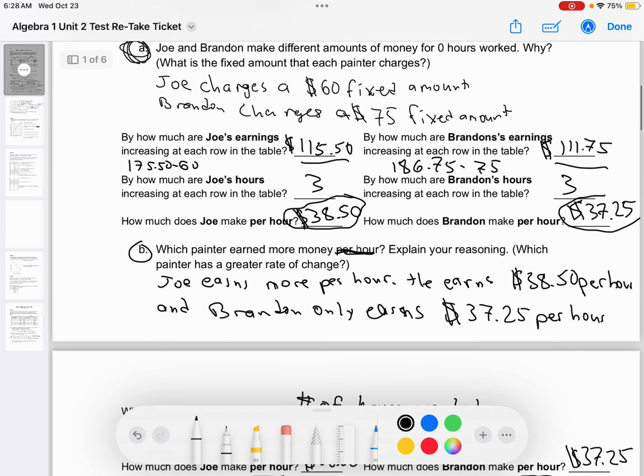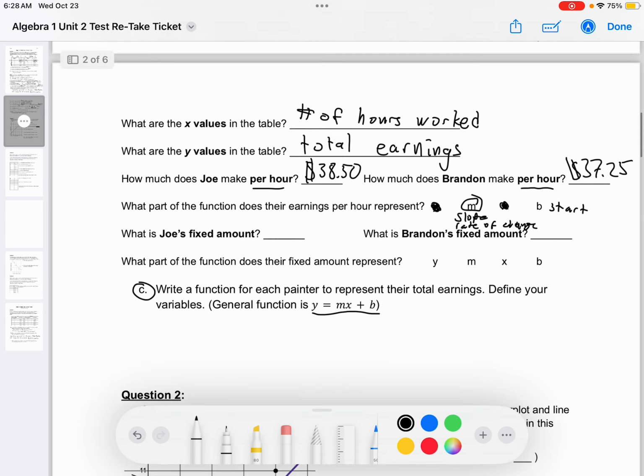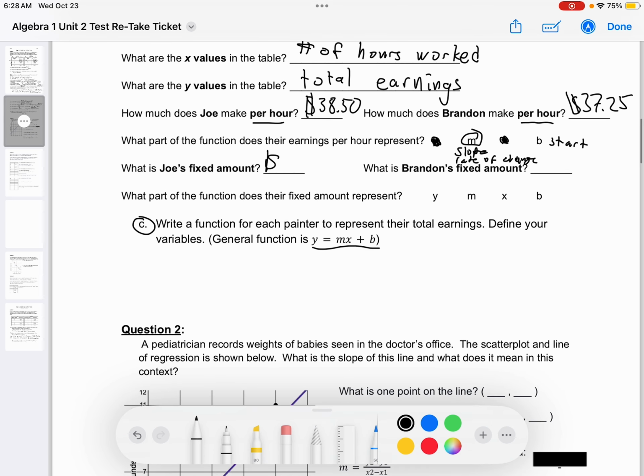Well, we already found that. We said up here on part A that Joe charges a $60 fixed amount and Brandon charges a $75 fixed amount. And we need to say which part of the function that represents. Well, again, we already know that x is the number of hours worked. We know that y is the total earnings. We just said that m is how much they earn per hour. So b has to be what this 60 and 75 represent.